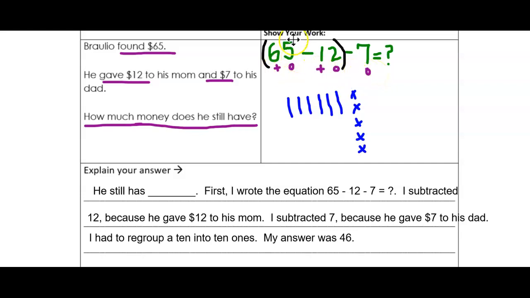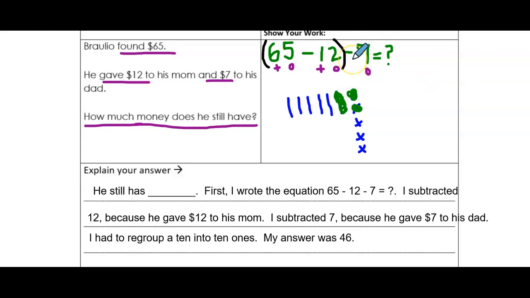I hope you identified the place value of each number in your equation. In 65, there are 5 ones and 6 tens, and so you should have drawn 5 ones and 6 tens. Then we have minus 12. That means we need to take away 2 ones and one of the tens rods. Can you help me count? 1, 2, 2 ones, and one of the tens rods. Great job, boys and girls.